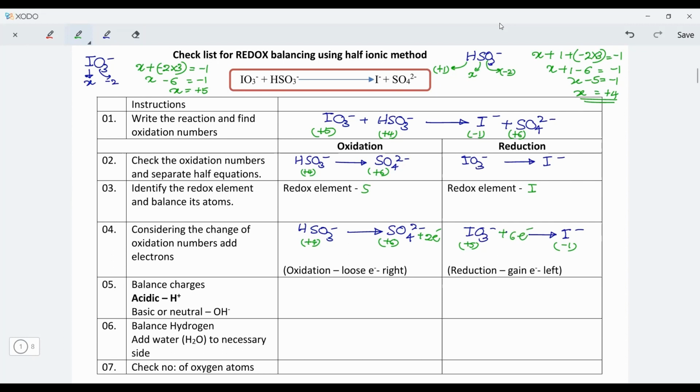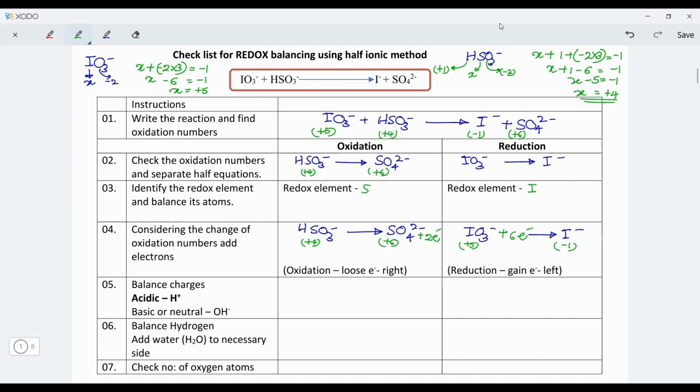Now we have considered the oxidation number change. Then we can go to the next step. Balance charges. Right? Balance charges. And you can see there, if it is acidic medium, you have to use H plus ions. If it is basic, or if they didn't mention the medium, that means neutral, you need to use OH minus. But I highlighted H plus here because I'm giving you this reaction to balance in the acidic medium. That means to balance the charges here, I have to add H plus.